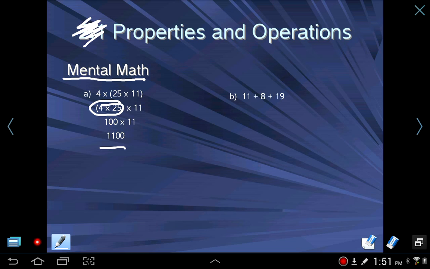Another example, this one, again, I'm going to switch the numbers around so that instead of doing 11 plus 8 first, I'm going to do 11 plus 19, and that's going to be 30 plus 8, which is 38. Okay, so mental math, I showed all of my work. You wouldn't have to show it, it's mental math, but the idea is that you are rearranging the numbers to make it easier for you to do in your mind.